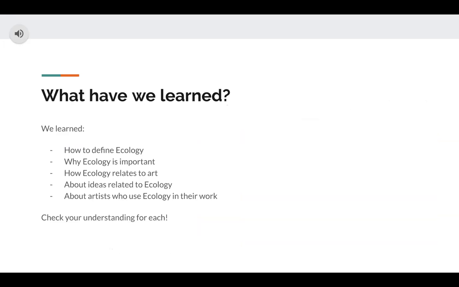So based on what we've learned, I have a few questions that you can answer on your own to check your understanding. In your own words, I want you to write down your own definition of ecology, and then describe why ecology is important and how it relates to art. Also think about the names of the artists that we learned about and how they relate to ecology. I also want you to write down 2 big ideas that relate to ecology, more if you remember more.